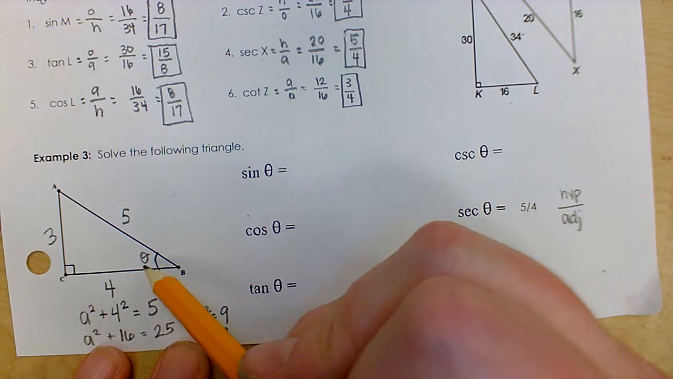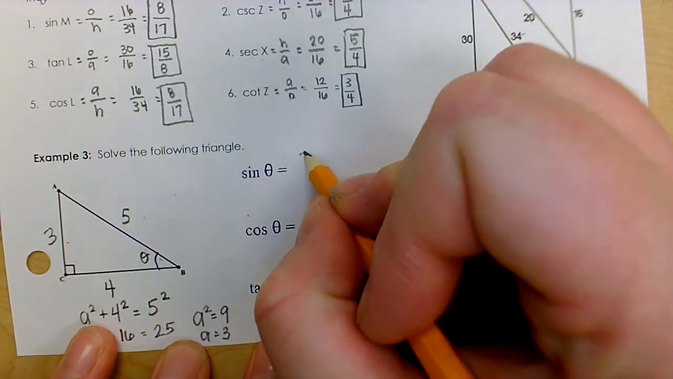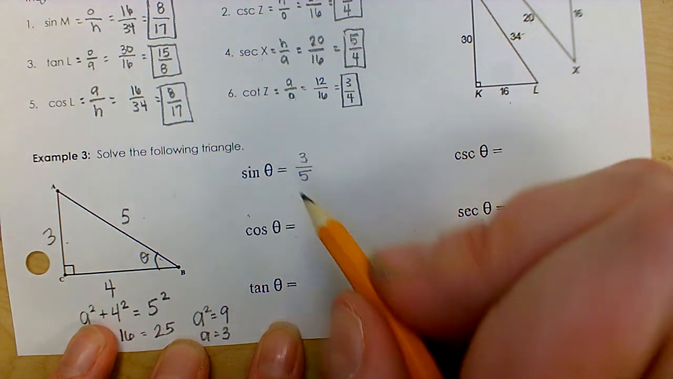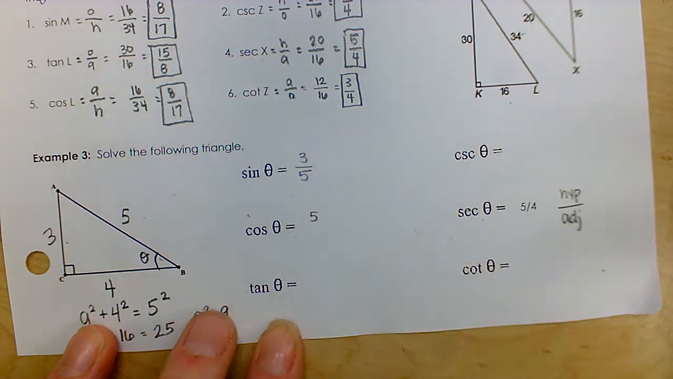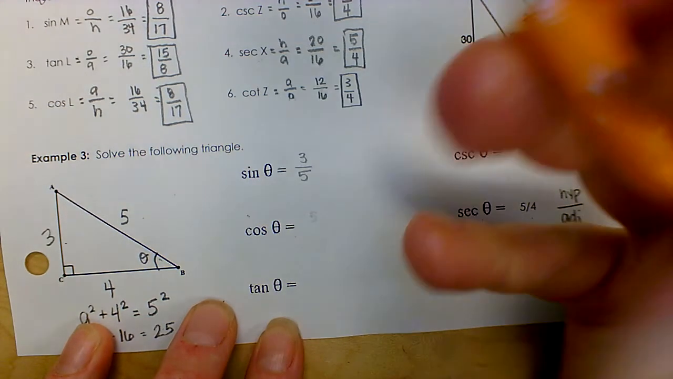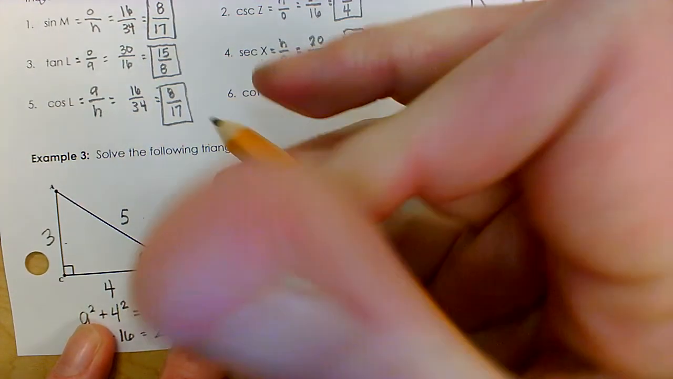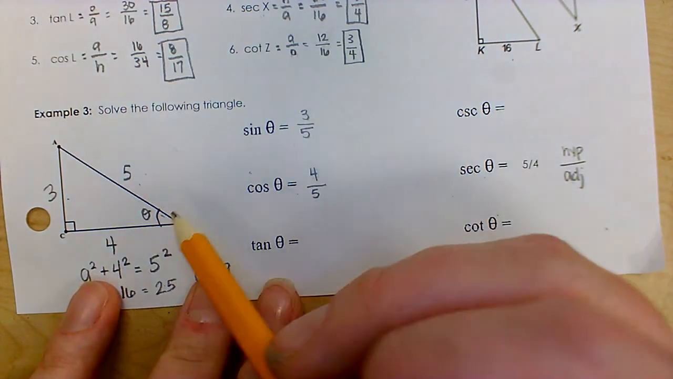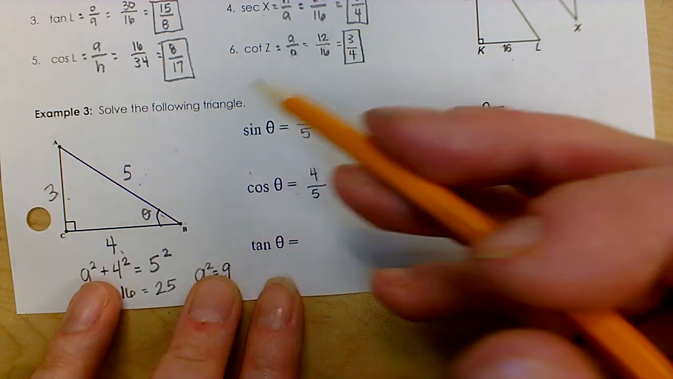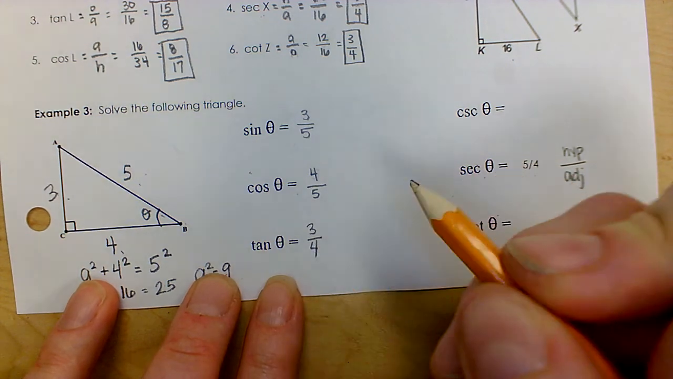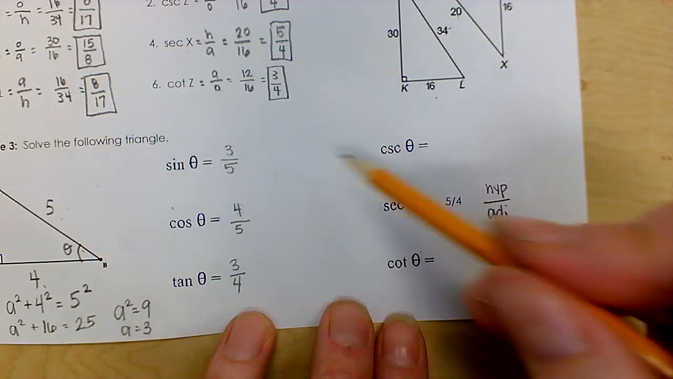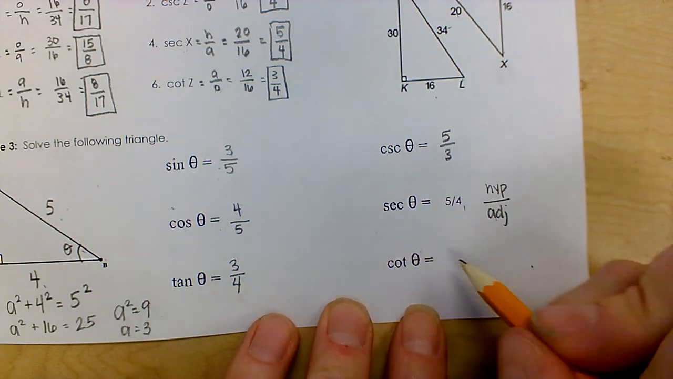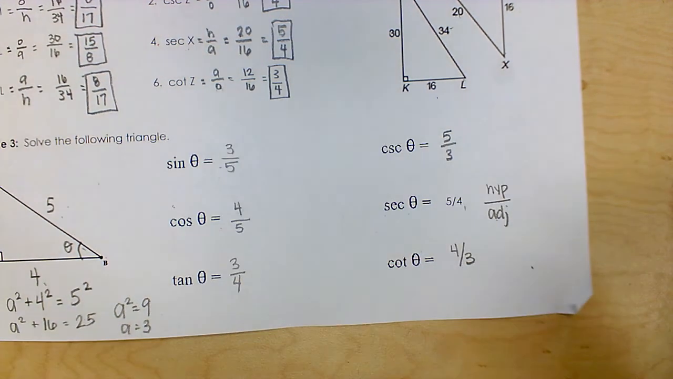Now that we have that, sine is opposite over hypotenuse. Cosine, well, even if you didn't have this, the cosine is the inverse of the secant. So it's going to be 4/5. But cosine is also adjacent over hypotenuse. Tangent is opposite over adjacent, so 3/4. And if you look here, you can just go from here to here now. So reverse this one, 5/3. We got this one. Reverse this one, 4/3.